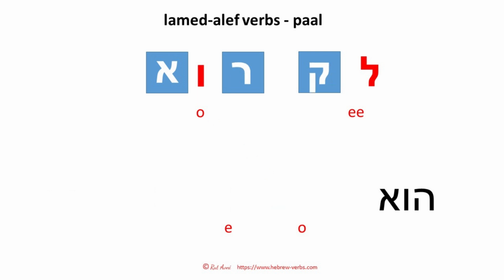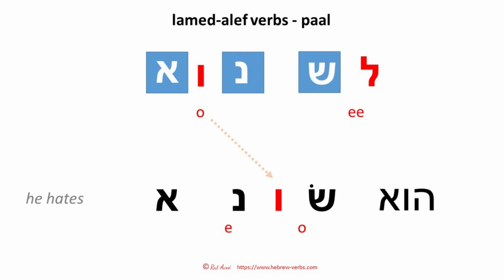And here again, לקרוא הוא קורא. לשנוא הוא שונא. So at the end of the day, it is all about keeping the vowel pattern. And that is true for all tenses and all binyanim.